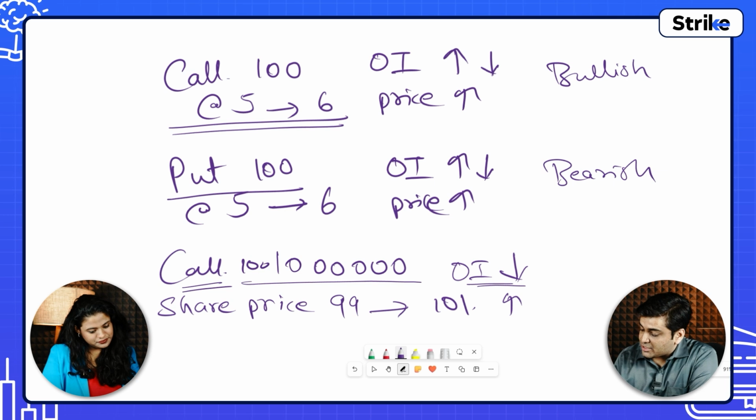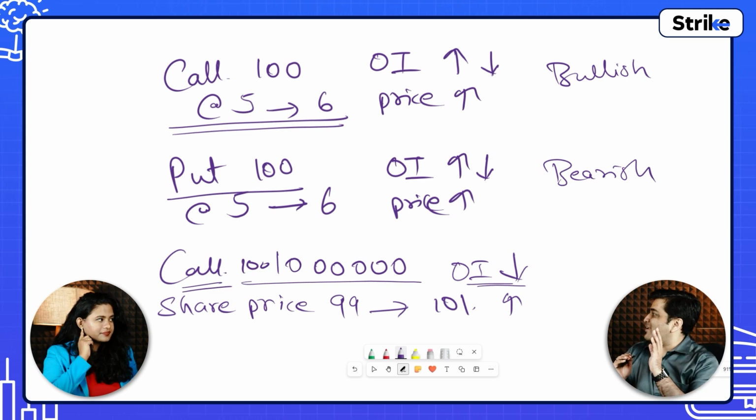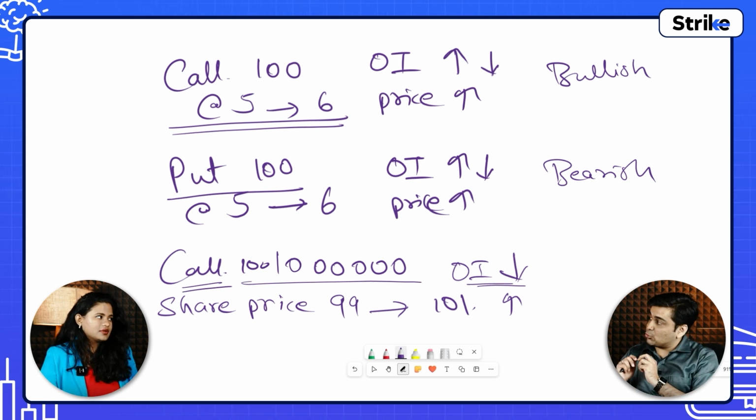Now, if open interest was built up in the first case in a call option, that means the institutional people, the big people over here, had shorted this call option to hedge their position. And now that short call option, they are buying it back. And the prices are also going up. This is considered to be bullish.